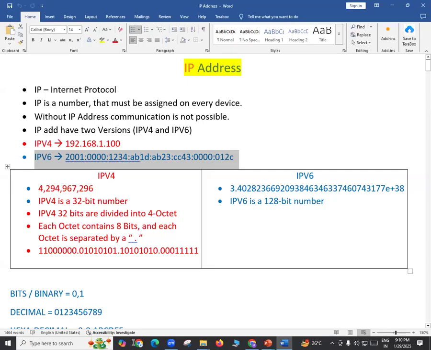So again, the question here is, if IP version 4 was already available, what was the need for them to introduce IP version 6? And IP version 6 is such a big number, right, compared to IP version 4? Let's take a very simple example to understand why IP version 6 came, or why they designed IP version 6 actually.